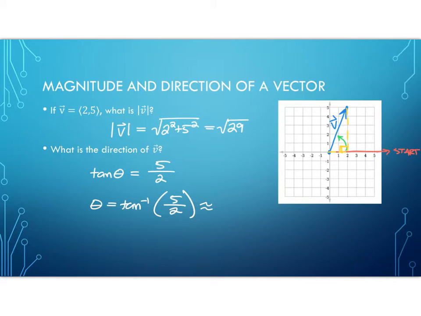So in this case, our direction angle is approximately 68.2 degrees. So magnitude and direction. That is how we can find those. Again, magnitude's a review. Direction is just going to be inverse tangent of the y over the x.